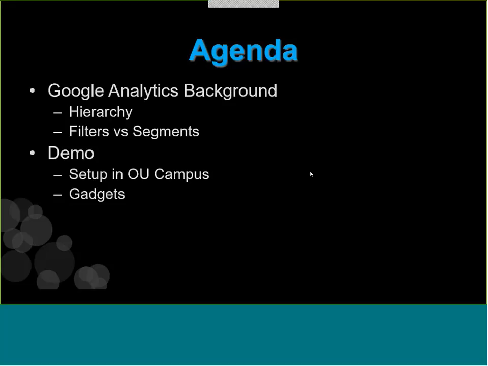So after we talk about the gadgets in Google Analytics in OU Campus, we'll get into a little bit of how you can start interpreting that data. Hopefully we'll help you guys out. This is one of the hardest things people always talk about with Google Analytics. There's so much there. There's so much you can do with it. So we'll give you some tips and tricks on what might be most useful and how you can get the most out of that data. And then we'll wrap up with a Q&A.